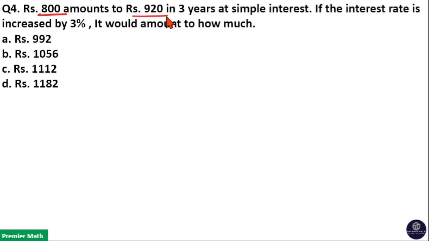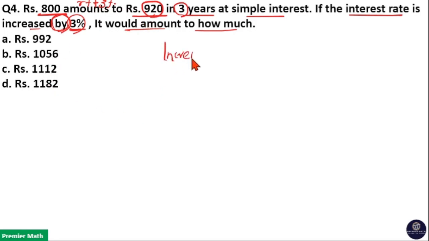Rupees 800 amounts to rupees 920 in 3 years at simple interest. If the interest rate is increased by 3%, it would amount to how much? Here, we don't have to find out the current rate. If the current rate is R percentage, 800 rupees at R percentage amounts to rupees 920 in 3 years. But here the rate is increased by 3%. That is, now the rate is R plus 3%. And this R plus 3% is for 3 years. That means we have to add this 3% for 3 years, that is 9% of this 800, to the current amount.